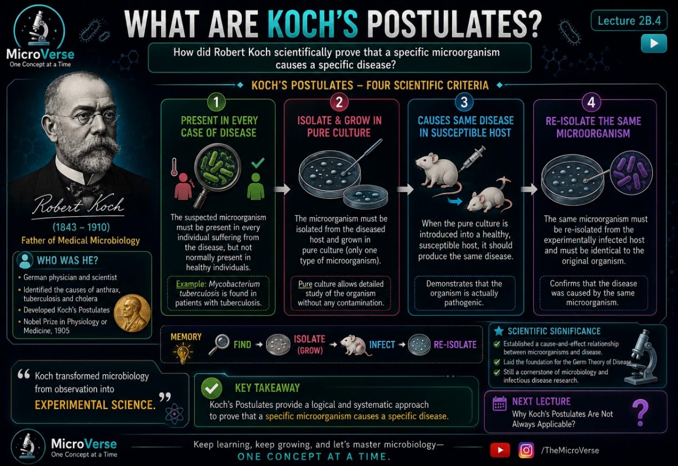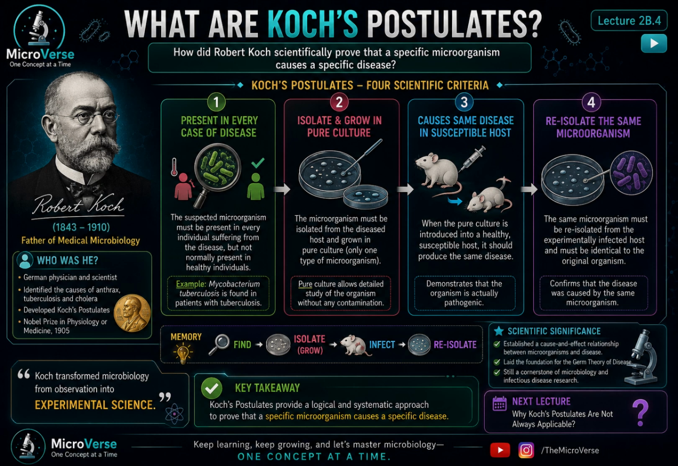The first postulate states that the suspected microorganism should be present in every individual suffering from the disease, but should not normally be present in healthy individuals. The purpose of this postulate is to identify the microorganism that is consistently associated with the particular disease. For example, Mycobacterium tuberculosis is found in patients suffering from tuberculosis. If the microorganism is absent from diseased individuals or commonly found in healthy people, it becomes difficult to establish a causal relationship.